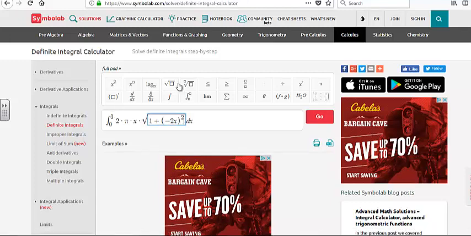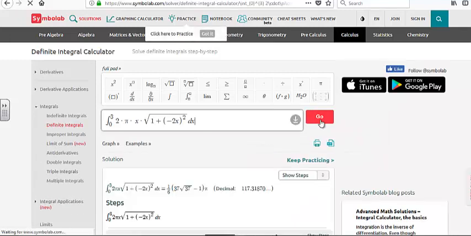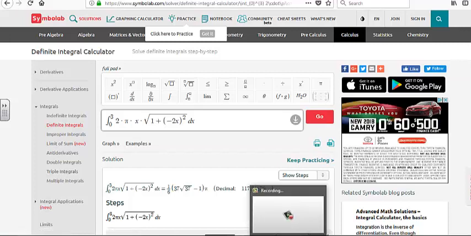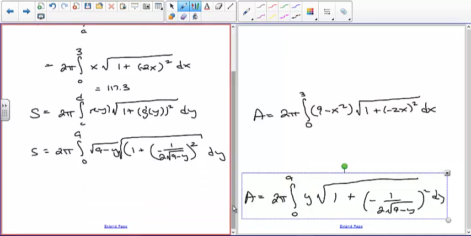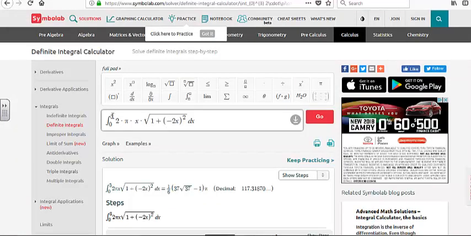Okay, let's see if that looks right. 2 pi x square root of 1 plus, that looks good. Okay, so we'll say go. We'll get an answer, we'll write the answer down. So the answer is 117.3. Okay, so we used the online integrator to get the answer, 117.3. And then we're going to try the second one. So we're going to integrate from 0 to 9 instead of 0 to 3.